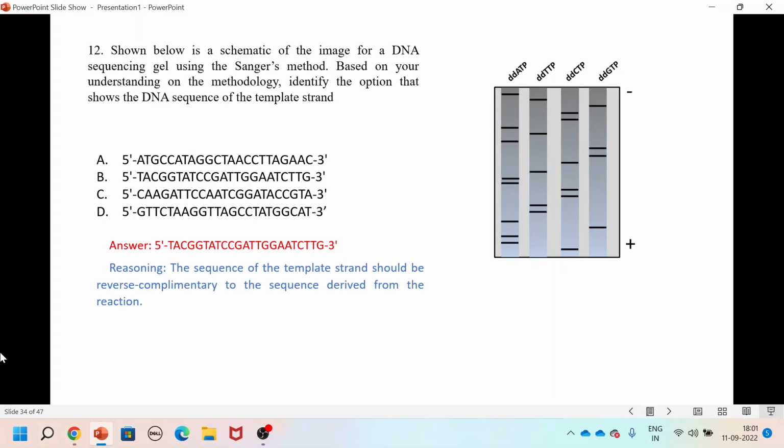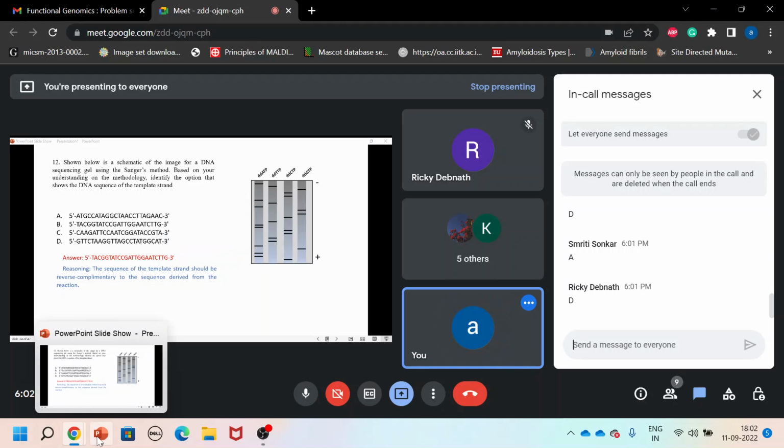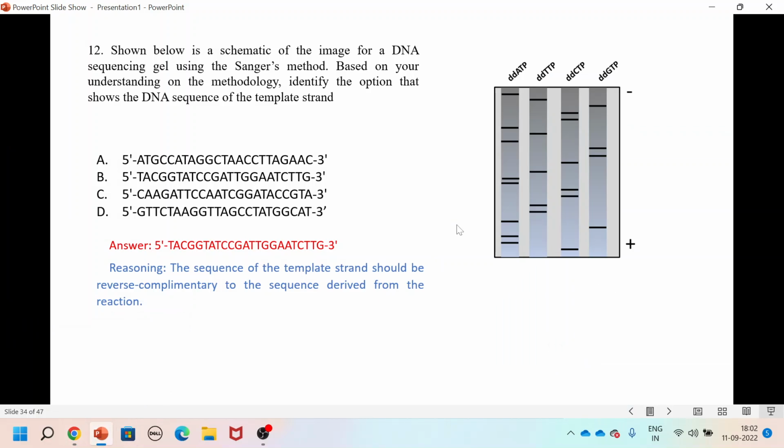So the correct answer is actually option number B. Anyone who can tell why it is the correct answer? I think I need to explain this gel reading again. So in the Sanger method, we know that the smaller fragments will be obtained at the lower side and the fragments which are of larger size will be obtained at the upper side of the gel. So we start reading from this lower end.